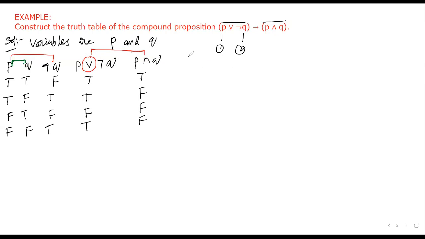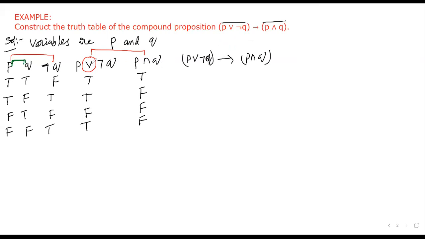Now we have to take P or negation Q. Already you know this truth table. Biconditional, and already you know P and Q. These truth tables you already know, we already constructed them. Am I right? Now this one. So now we have to consider only these last two columns.